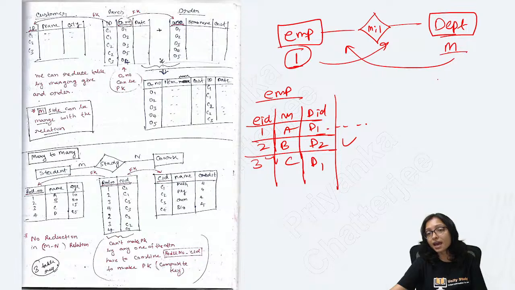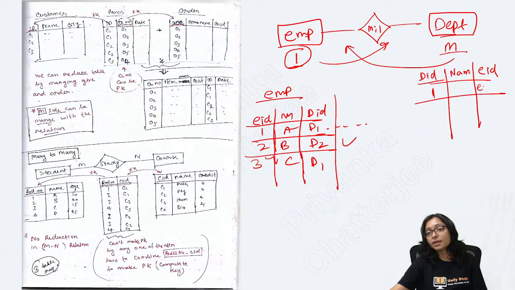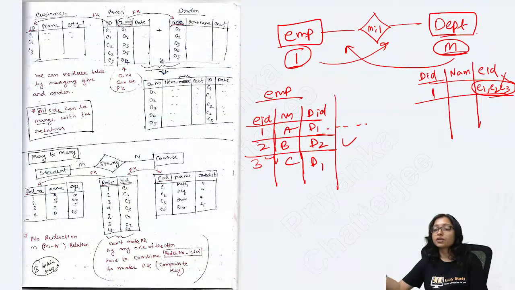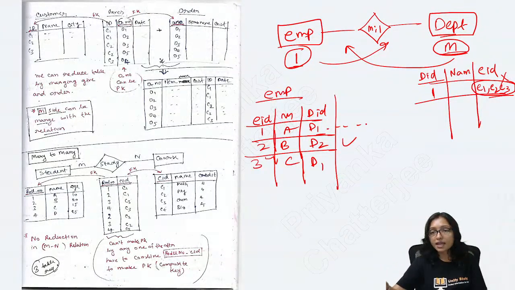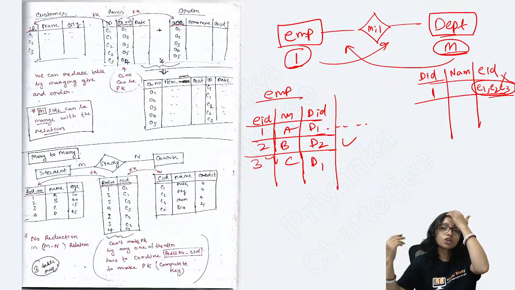Can I add it here? Here I cannot add, because in the department table there is DID, the department name, and here is the EID. In one department there may be employee 1, employee 2, employee 3. I cannot do that, because here it is many. One department can have many employees, so I cannot do it.